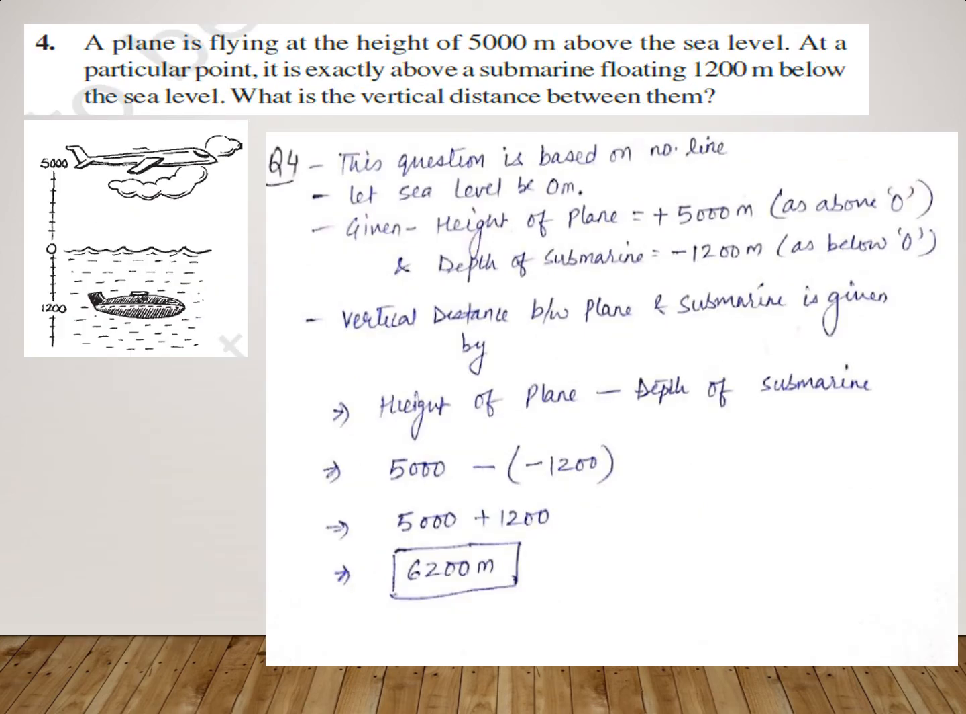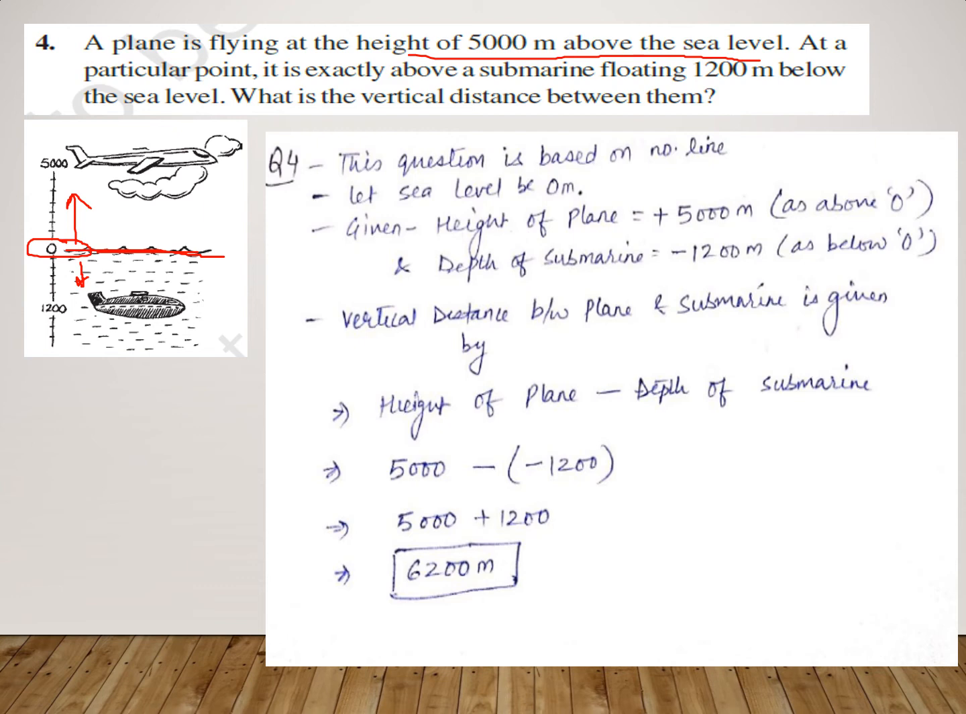Question number 4. A plane is flying at a height of 5000 meters above the sea level. So if this is sea level, at 0 we have taken the sea level, above it I am considering positive values, below it I am considering negative values. So the plane right now is at how much height?